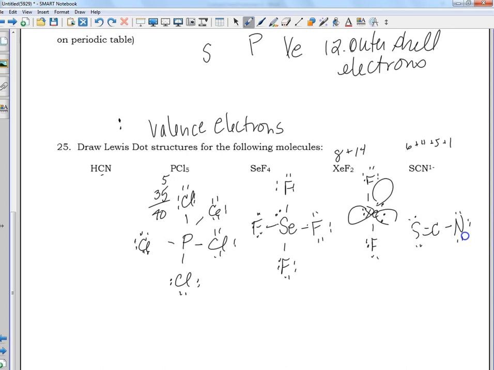Whoops, I didn't mean to erase all of that, poor guy. 2, 4, 6, 8, 10, 12, 14, 16. Is that what I needed? Yes. And sulfur has 8, carbon has 8, nitrogen has 8. So those are Lewis dot structures.